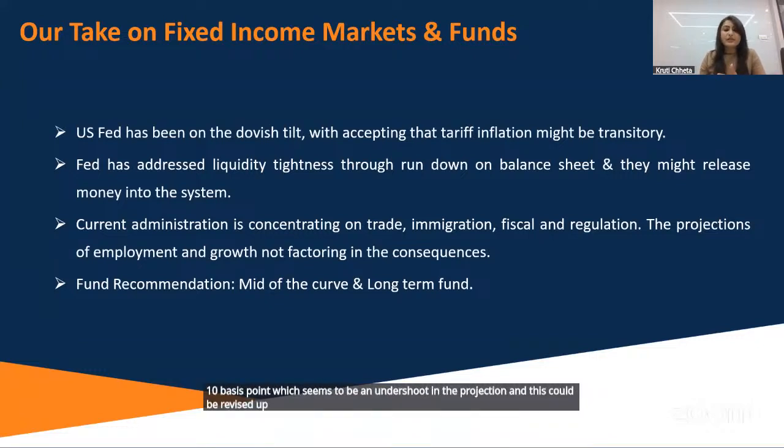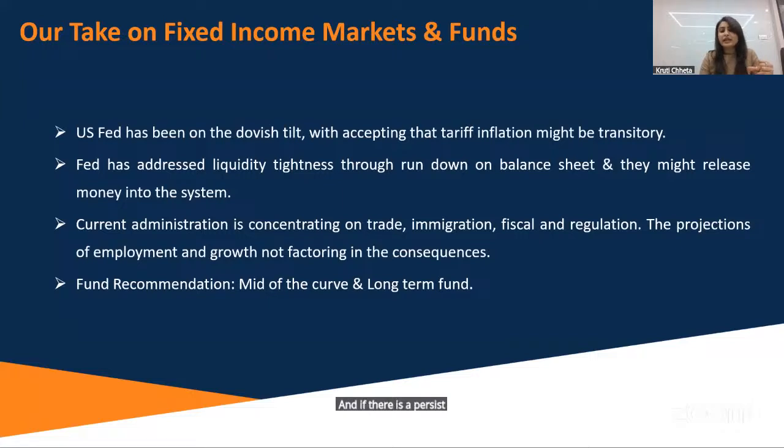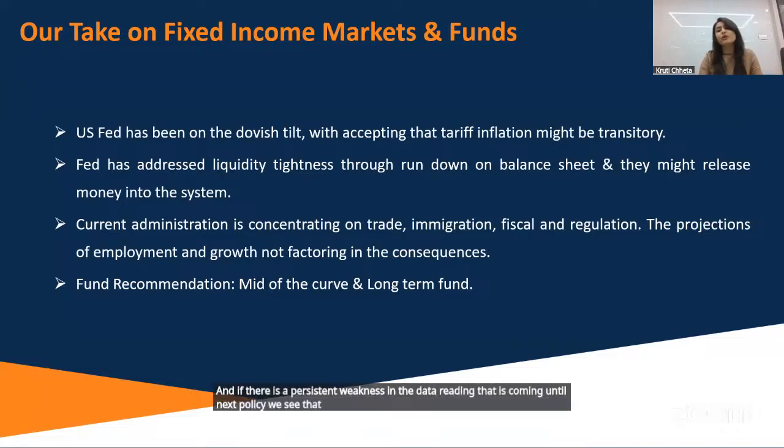Before the next policy, there are many readings to come on initial jobless claims, and the unemployment rate would also come in. So this could set the tone for the next policy we are heading towards. The weakness is already there, and if there is persistent weakness in the data until the next policy, we see that this dovish tilt might go more towards dovish, because for any central bank, there are three things which are very important.